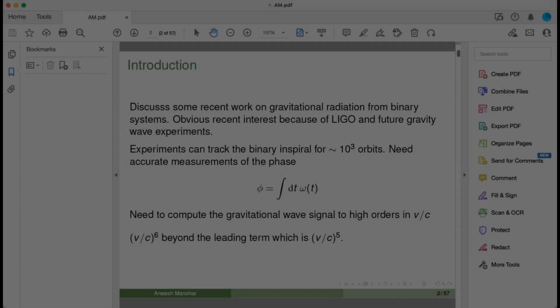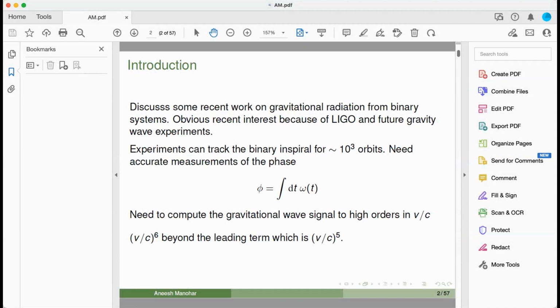So our speaker today is Aneesh Manohar from UCSD. He's one of our own. He was an undergraduate here. He graduated in 1981, and then he went on to do his PhD at Harvard, and we actually overlapped there. I was a postdoc. He was a graduate student. And he told me some interesting things about Caltech back in the day.